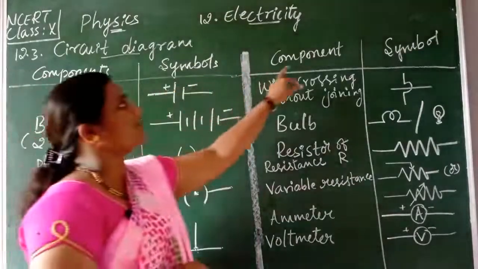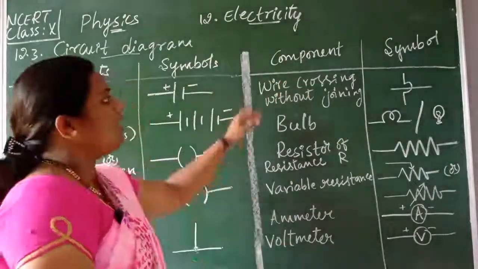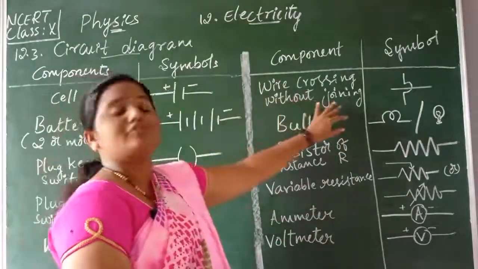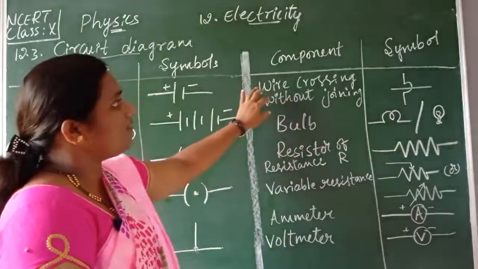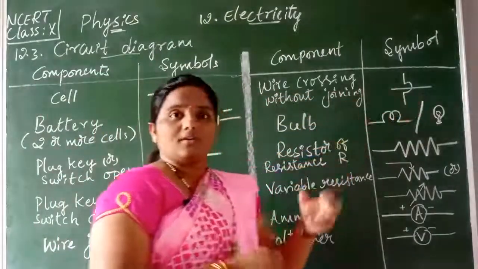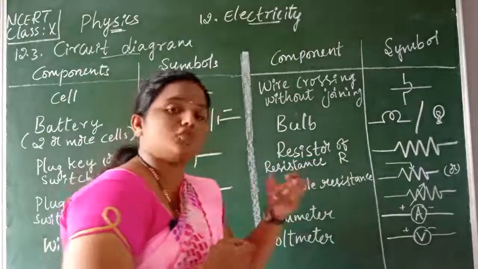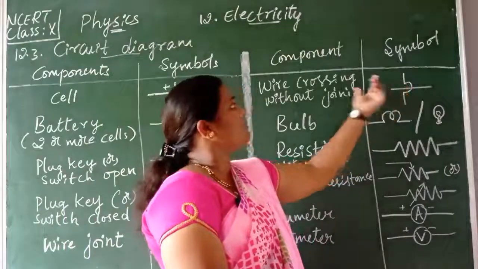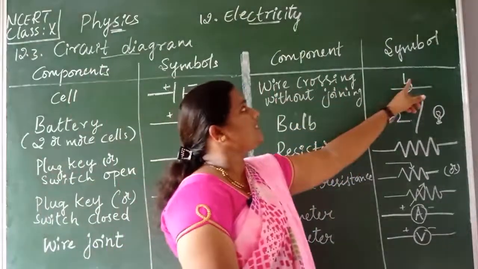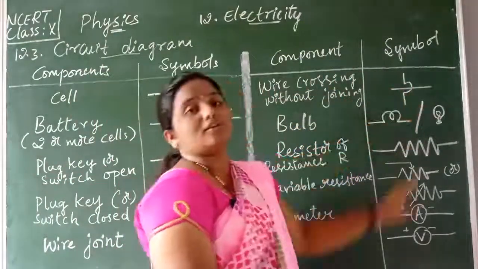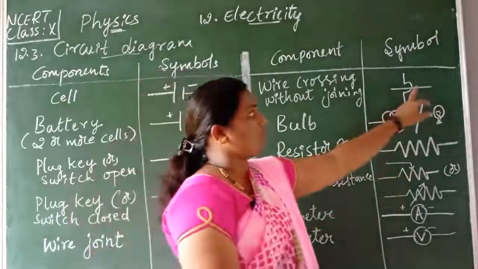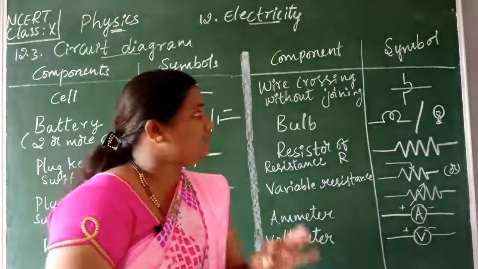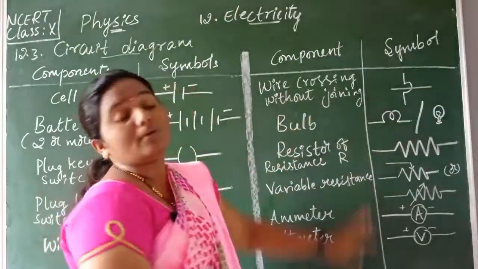Okay, next, come back here, that is the component wire crossing without joining. See, children, in many practical situations we don't want to connect the wires, isn't it? They don't want to join each other, so without using blobs, that will be represented by a symbol called wire crossing without joining. See here, there is no dot or blob, isn't it? This indicates wire crossing without joining.